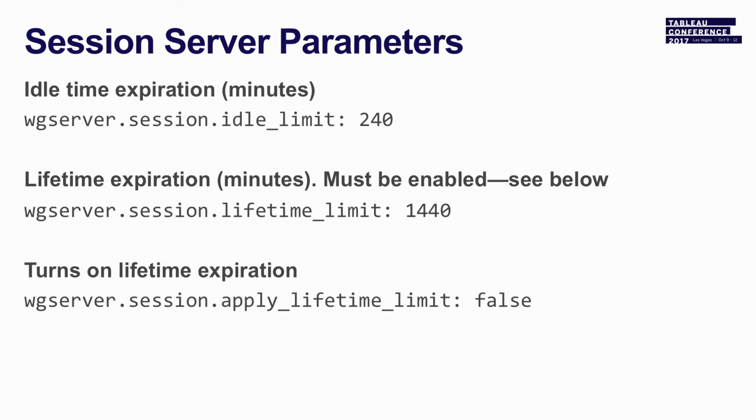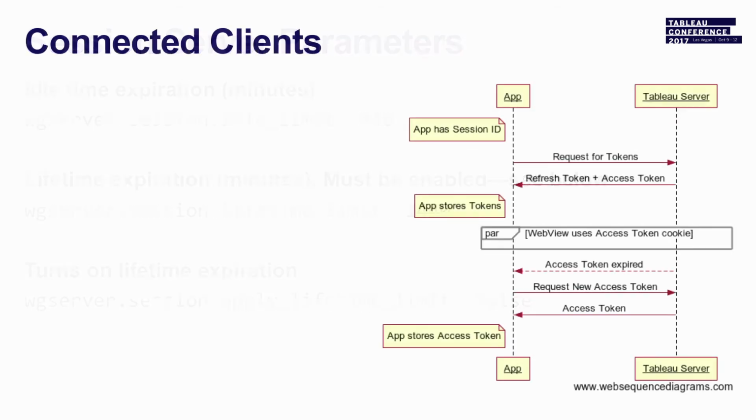This is kind of stinky on mobile. A 4-hour idle timeout means if you sign in and then you go to bed and you wake up and you look at your device, you have to sign in again. And it can be a little painful. So on mobile especially, we use a technology we call connected clients. It's really a version of OAuth, if you're familiar with that protocol.